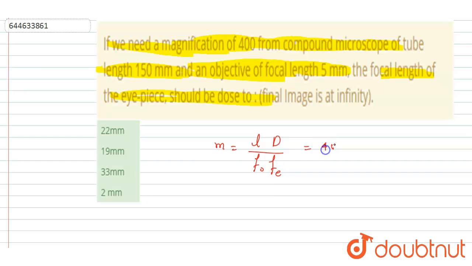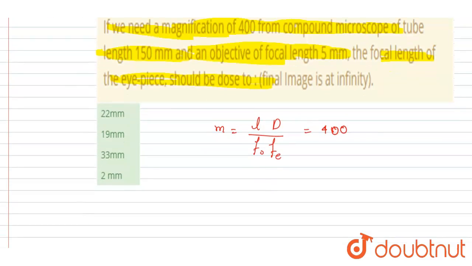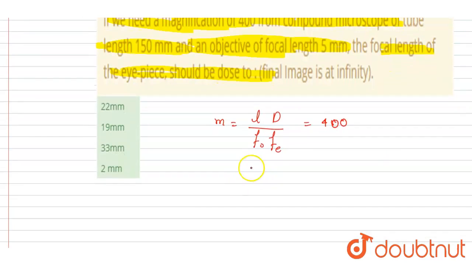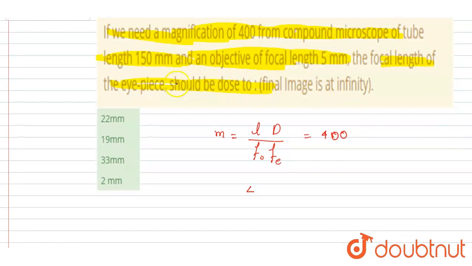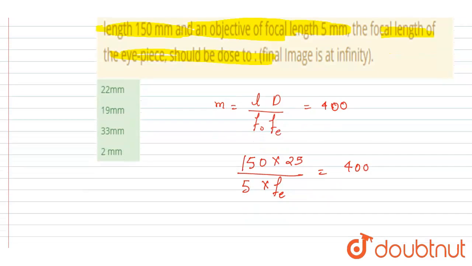So if I put the value, so tube length here is 150. So let's take all the units in one, like mm. Since this is a ratio, it will get cancelled out, right? So if you see, the tube length is 150, right? The minimum distance of distinct vision is this. Objective focal length is this, and eyepiece focal length you have to find out. It is equal to 400.